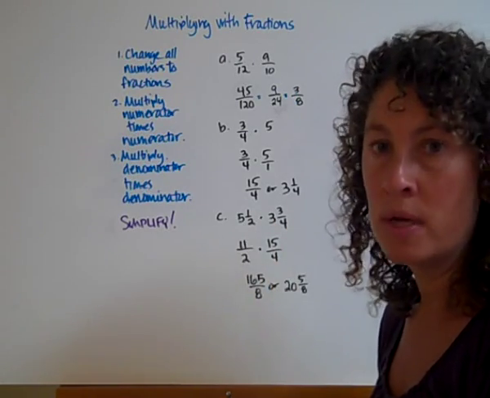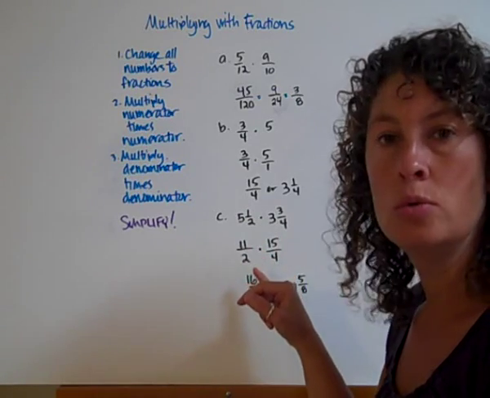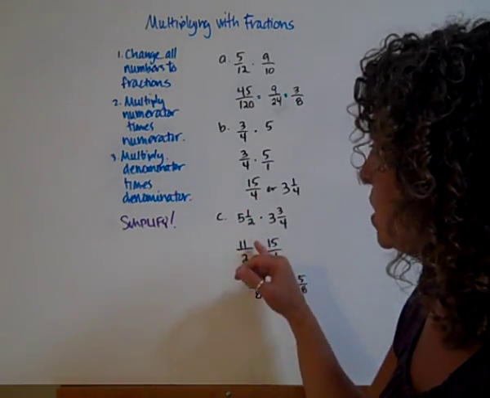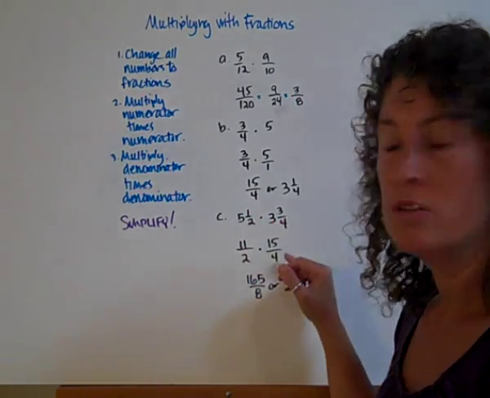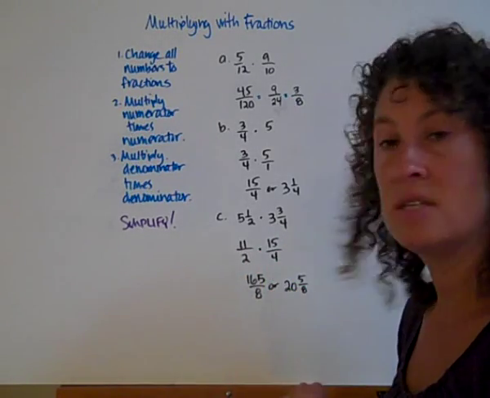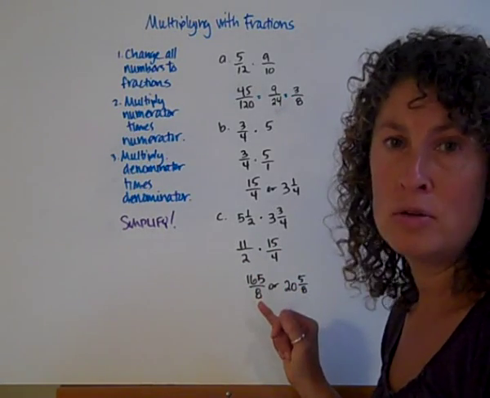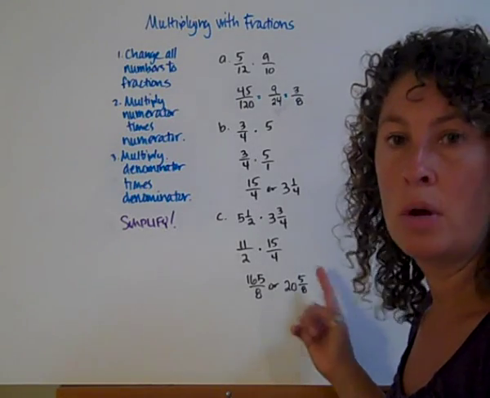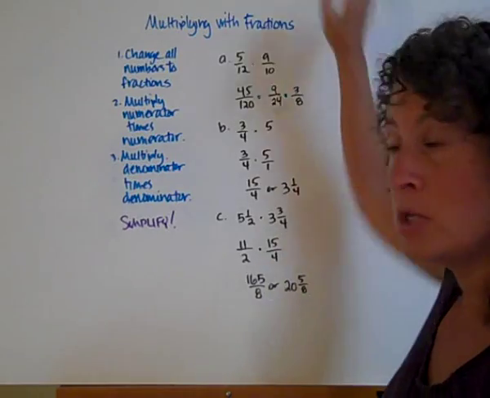Last example, we've got some mixed numbers here. Remember, we don't multiply with mixed numbers. We're going to change it into fractions. So 2 times 5 is 10, plus 1 gives me 11/2. 4 times 3 is 12, plus that 3 gives me 15/4. I'm going to multiply. 11 times 15 is 165. 2 times 4 is 8. They don't have any common factors, so I can't really simplify this, but I could if I wanted to change it to a mixed number. You don't need to. You can leave it just like this. That's fine. That's our multiplying.